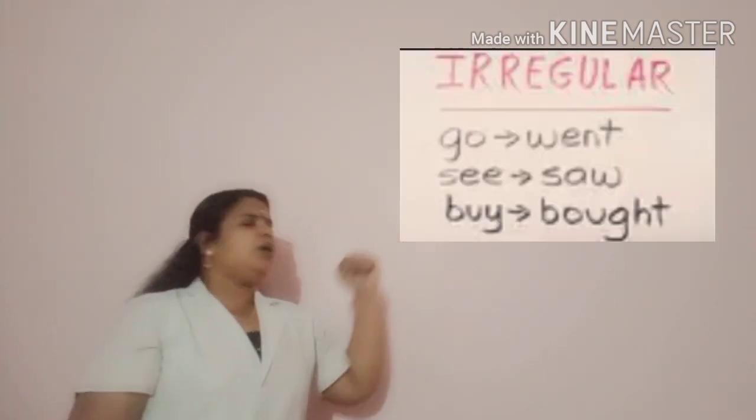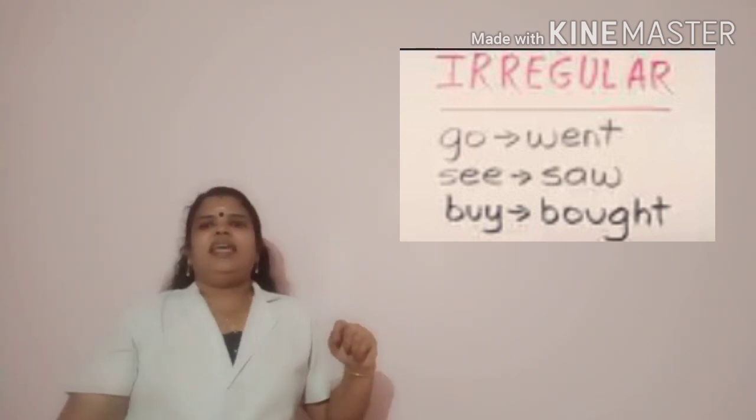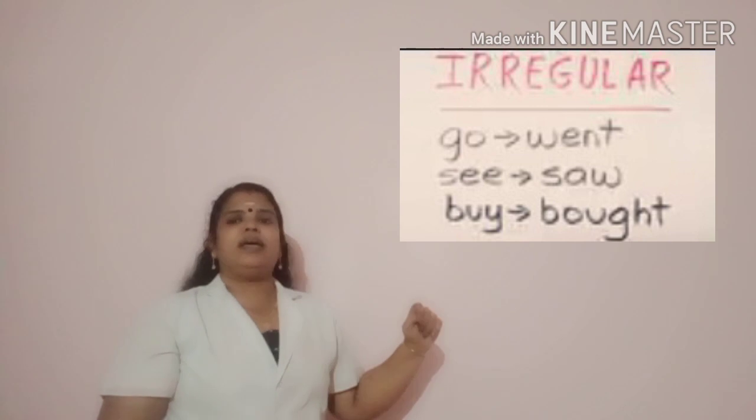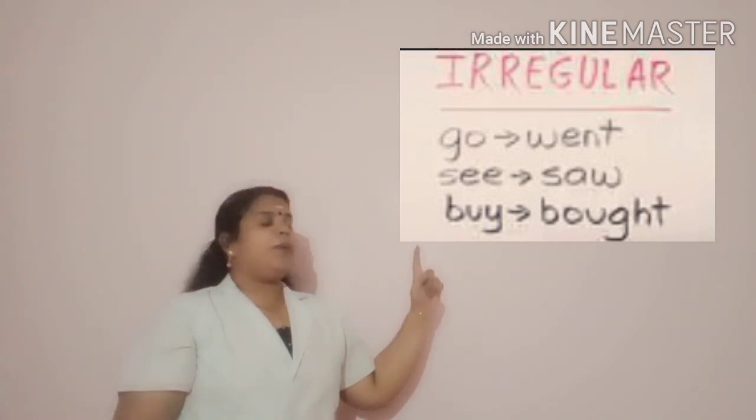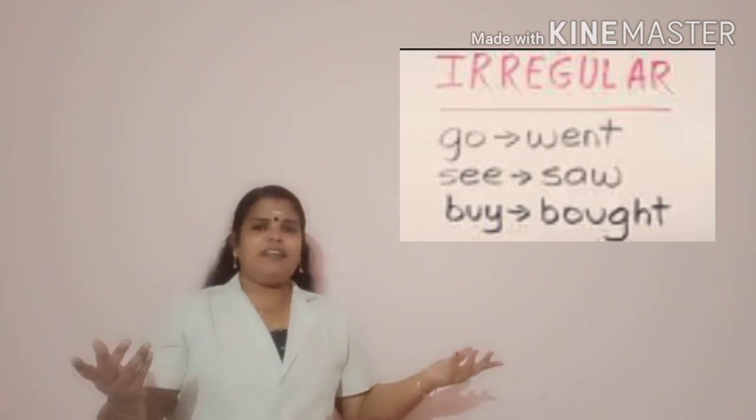Do you know what irregular verbs are? We don't have a past tense form that ends with ed. Sometimes a verb changes a little bit. Sometimes a verb changes completely. Just look at the word. For example, go. In the past form, it becomes went. The past form of go is went. It's completely different, isn't it?